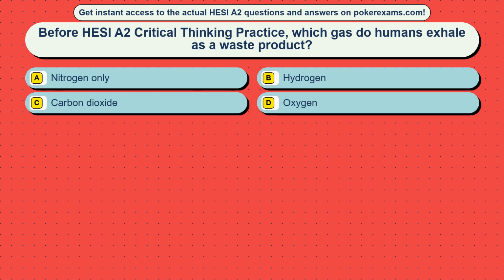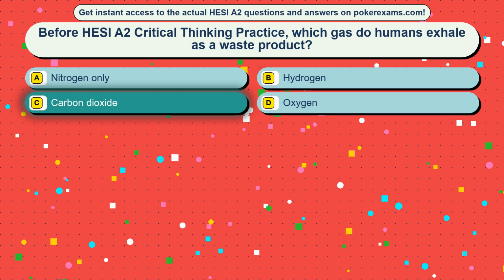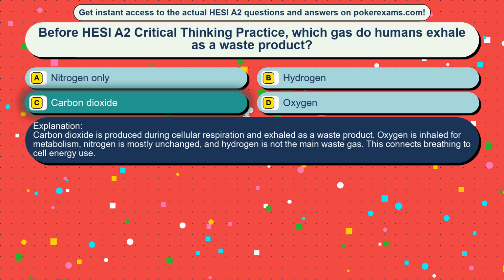Question 15. Before HESI A2 critical thinking practice, which gas do humans exhale as a waste product? Option A, nitrogen only. Option B, hydrogen. Option C, carbon dioxide. Option D, oxygen. The correct answer is option C, carbon dioxide. Carbon dioxide is produced during cellular respiration and exhaled as a waste product. Oxygen is inhaled for metabolism, nitrogen is mostly unchanged, and hydrogen is not the main waste gas. This connects breathing to cell energy use.